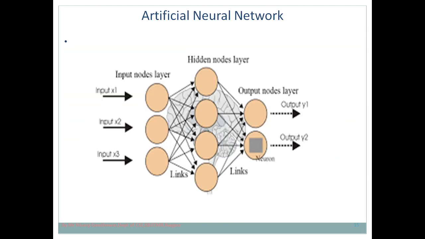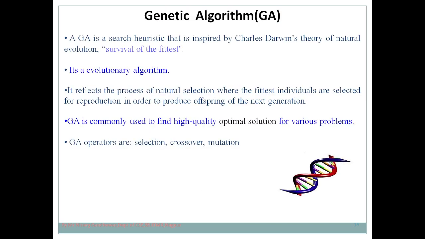Now we come to the third constituent element of soft computing, that is the genetic algorithm. Initially I told you what the use of genetic algorithm is. Genetic algorithm is used for optimization. In order to find the optimal solution for a given problem, you can use a genetic algorithm. Again, genetic algorithm is a concept. Actually genetic algorithm is an evolutionary algorithm. It is again based on a biological phenomenon.